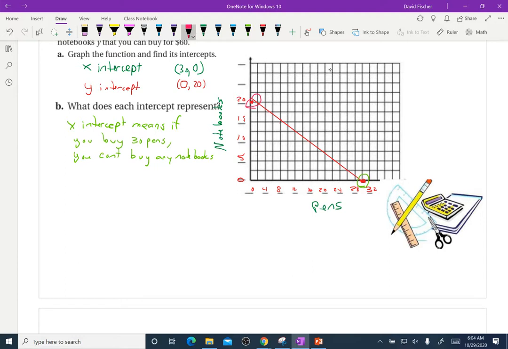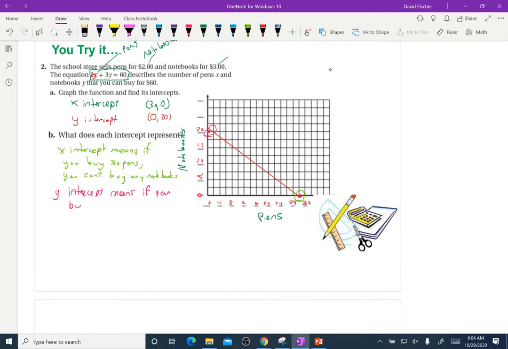Now if I come up here to my 0 on the x-axis, 20, the y-intercept means if I buy 0 pens, I can buy 20 notebooks. Okay? So that's what it means, but I can do all kinds of other things with the graph.